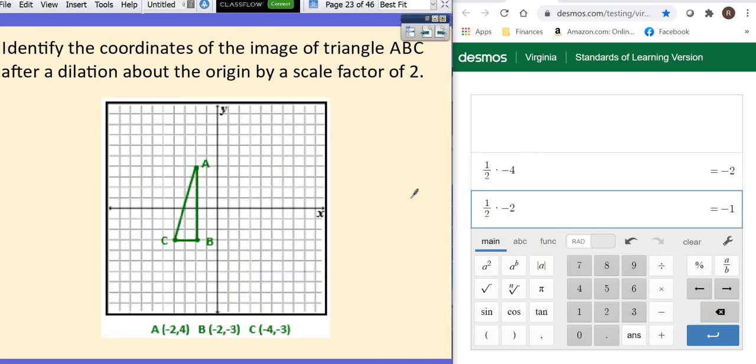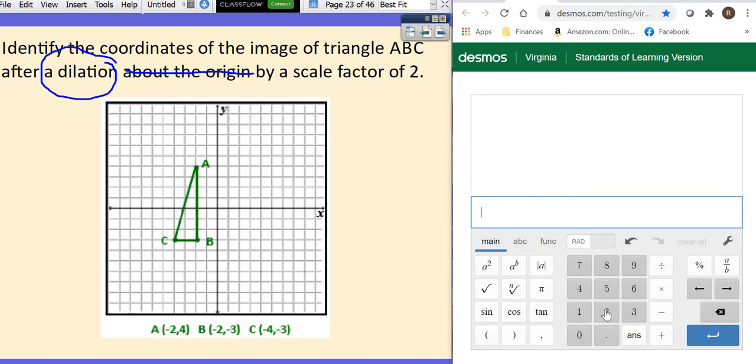All right, let's look at this one. It says, identify the coordinates of the image of triangle ABC after, again, we've got a dilation about the origin, don't worry about that. It's just words that have to be there. By a scale factor of 2. So I know my scale factor is 2, so I'm going to say 2 times on my first line and 2 times on my second line, and then I'm going to move each point, A, B, and C.